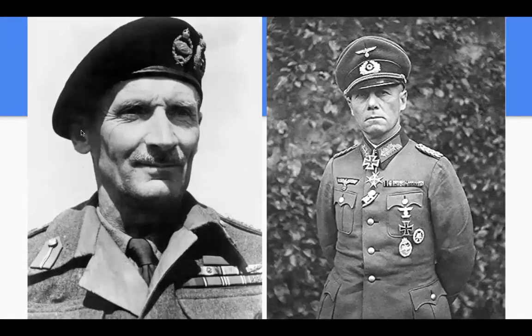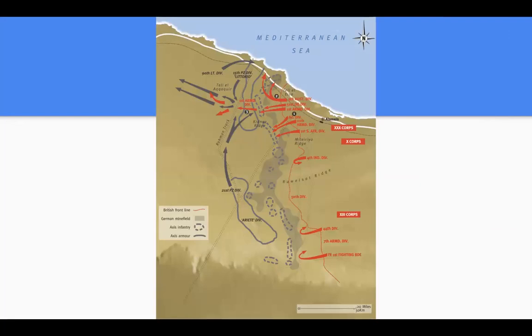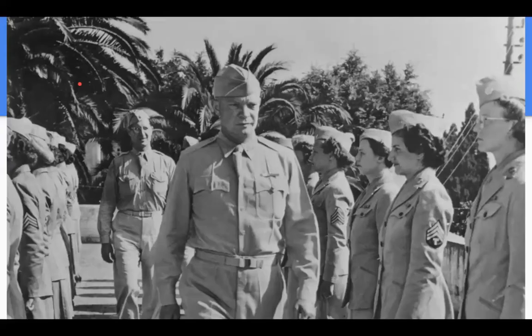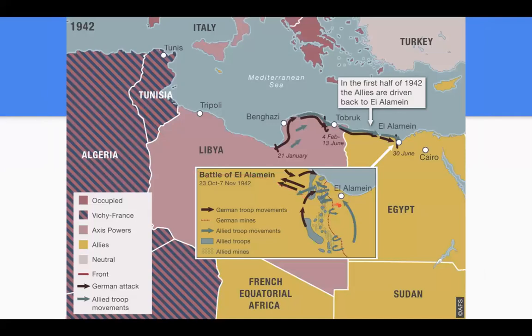Too many people. This is General Bernard Monty Montgomery, and this is General Erwin Rommel. This is the Battle of El Alamein, a map. And so this is Egypt, by the way, El Alamein. And they're going to force them to go back across the desert this way, this way. Here they are in the desert. That's General Dwight D. Eisenhower. Here's some pictures in the desert. And then you have El Alamein. That's the first battle of El Alamein.